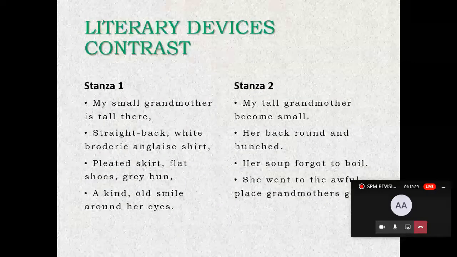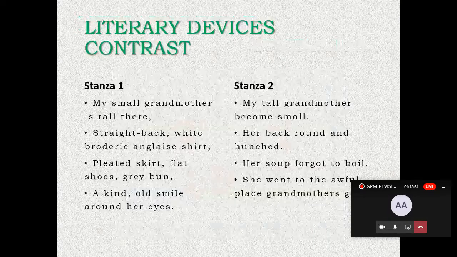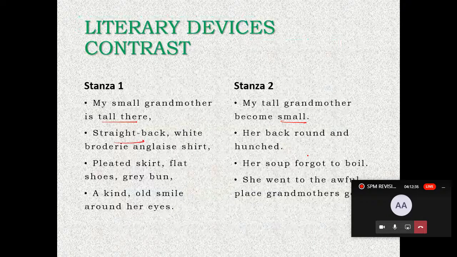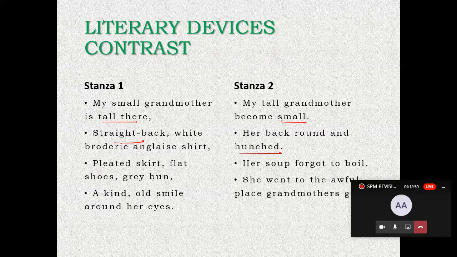You also have contrast as a literary device. Why? Here she is talking about tall, suddenly it becomes small, straight back, back hunch. So remember I said physical, so this is a contrast. She showed how her grandmother was healthy in the first stanza, and then suddenly in the second stanza, the grandmother became very shrunken. So it's showing her aging process, all right?